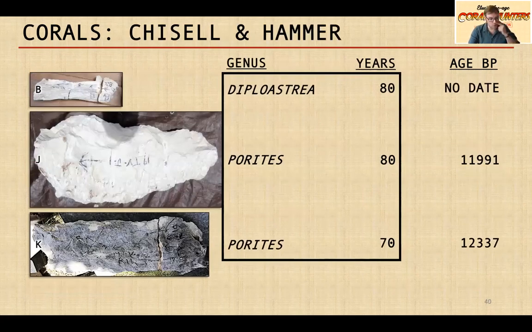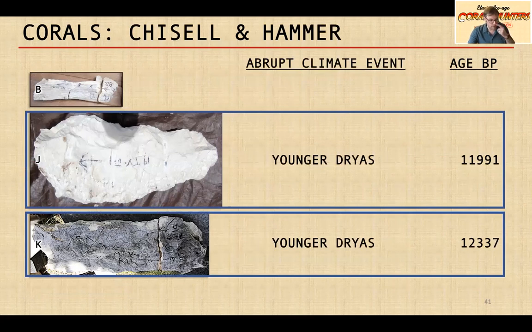So 3 additional cores were extracted using chisel and hammer. Genera and growth durations, again, are what we were looking for. And then the standouts here, uranium thorium dating revealed that 2 more potential climatologies from the Younger Dryas abrupt cooling event existed here. So that's it. Those are all our cores. And the oldest one is 15,000 years old, which is not glacial.